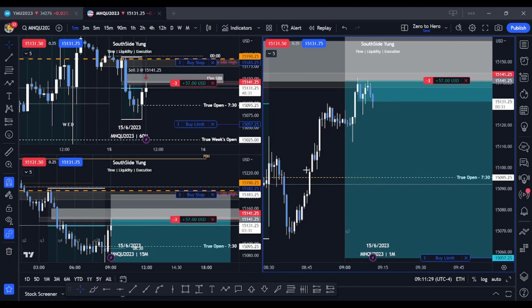This is definitely a trade I can scale if we get displacement down. We got news in 3 minutes, 3.5 minutes.